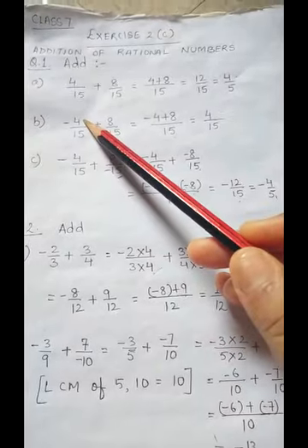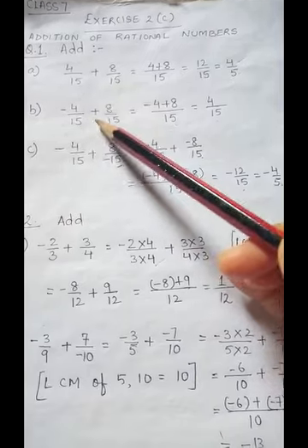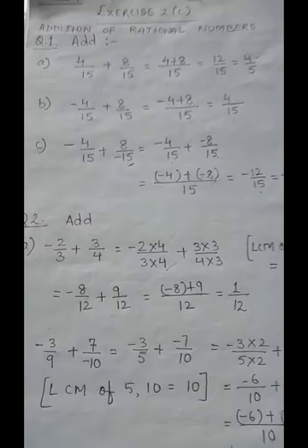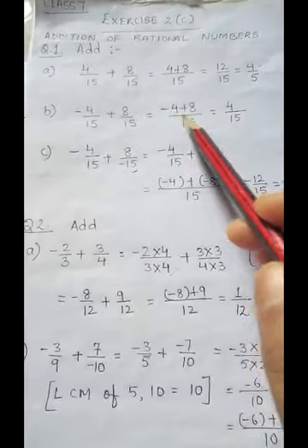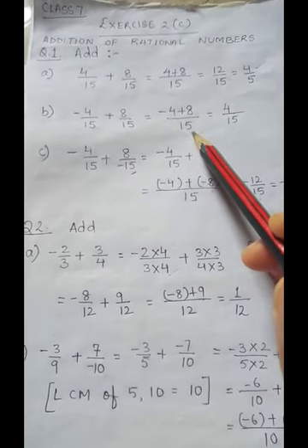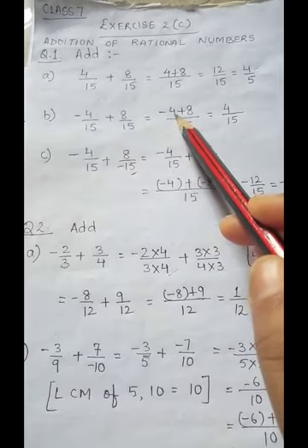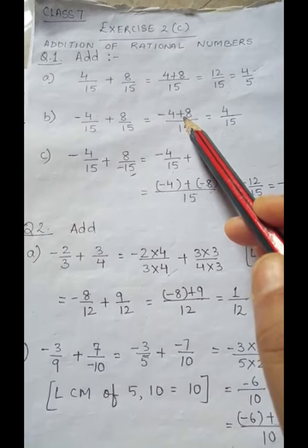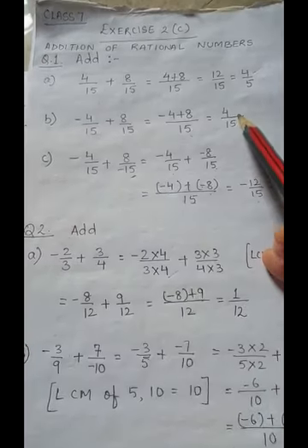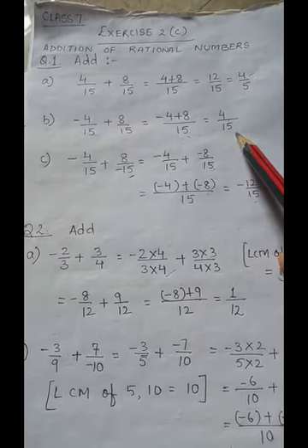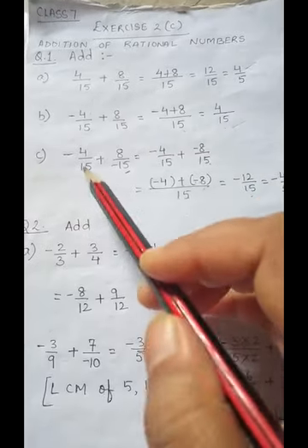Next, it is minus 4 by 15 plus 8 by 15. Again we will add the numerators, keeping the denominator the same. So 8 minus 4 is 4 by 15. It is already in lowest term.